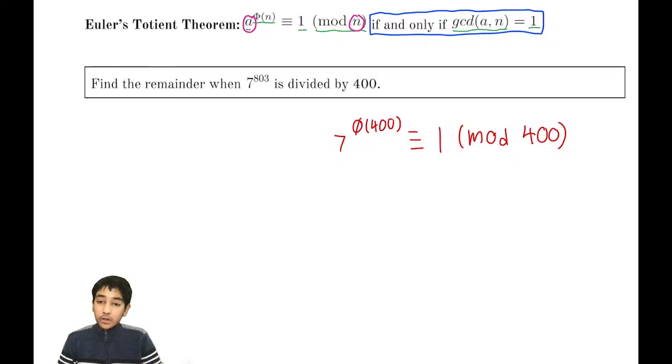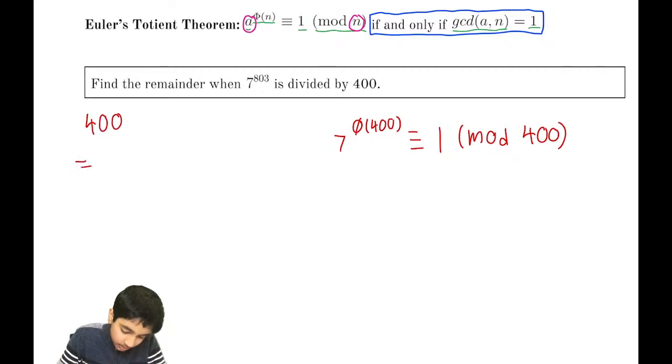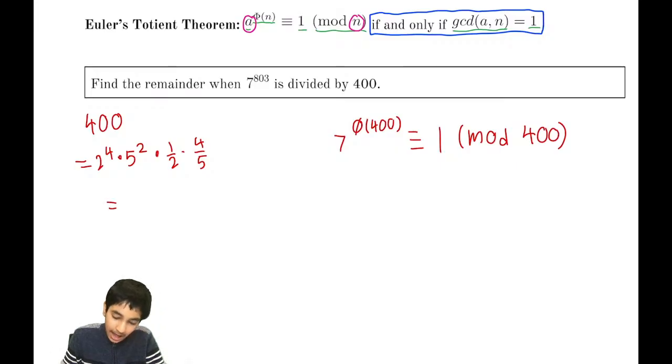Now, if you remember from the totient video, we can find the totient of 400. 400 is just equal to 2 to the power of 4 times 5 squared. So the totient of 400 is just going to be equal to, well, we can just simplify this out. We multiply this by 1/2 and 4/5 to get that this will just be equal to 2 to the 5 times 5, which is 160.